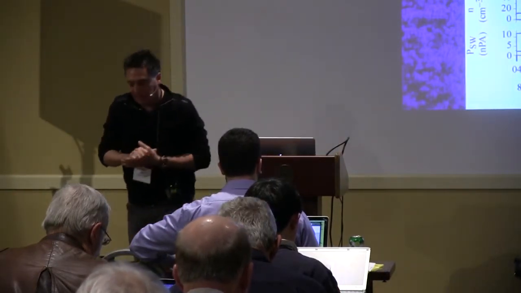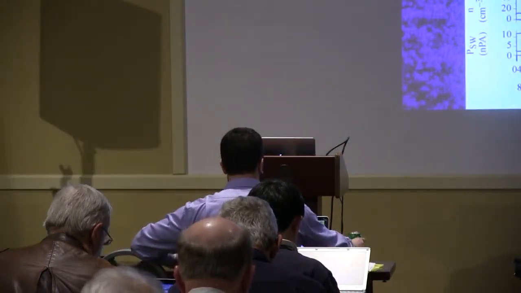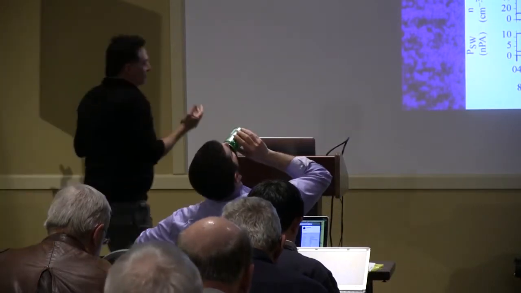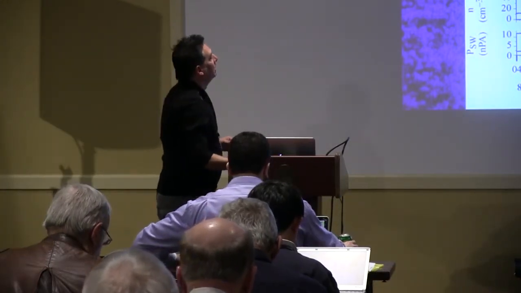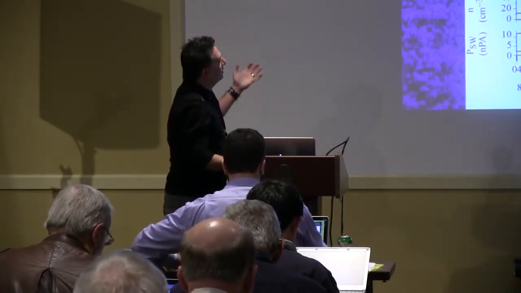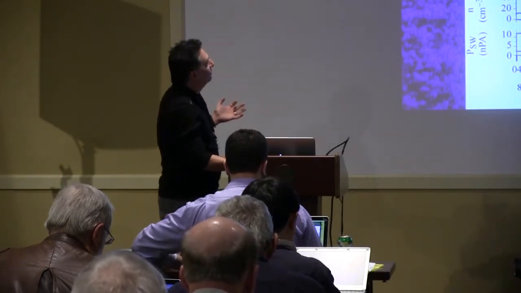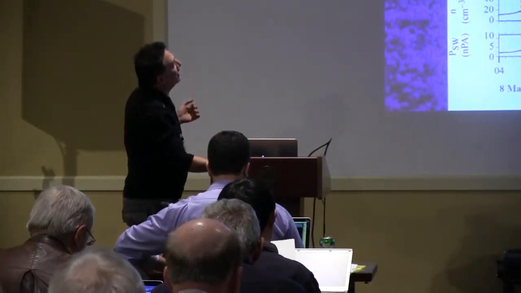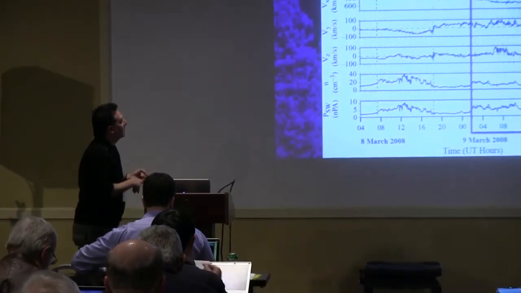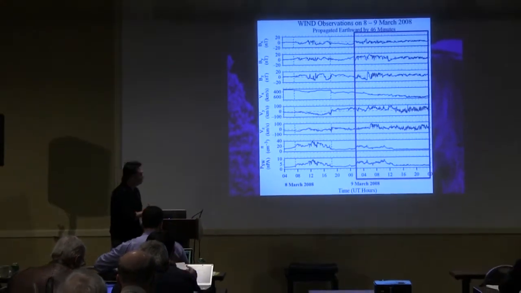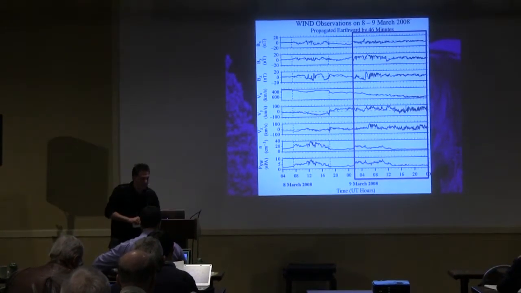So everyone's already seen this event, except those who came in late. We're talking about the 8th to 9th March 2008 geomagnetic storm. Again, to quickly remind you, in the 10 minutes that I have, there are 2 CIRs in this event. This is the first one. This is the second, and it's really right at the second CIR where the magnetic storm starts.